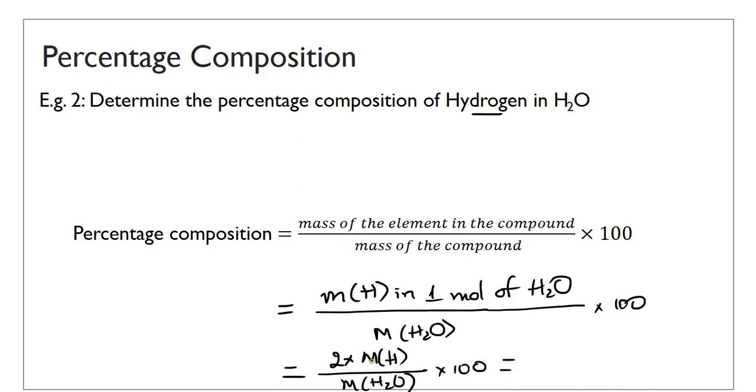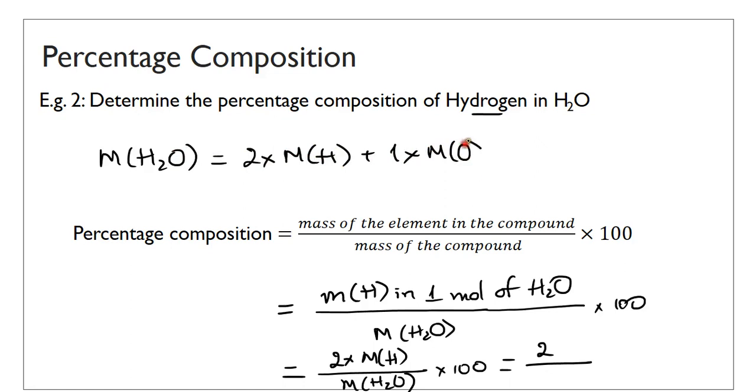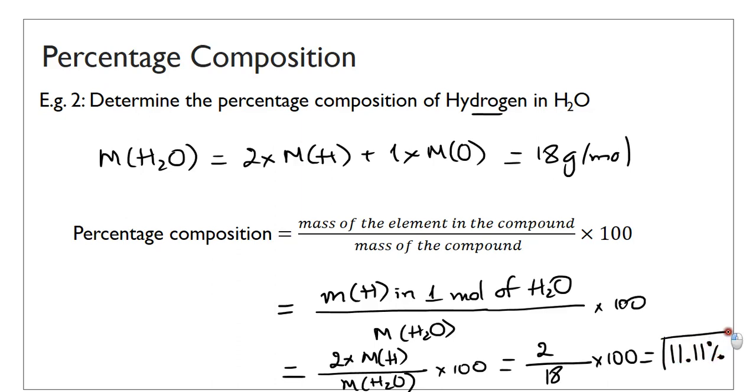So if you look at the periodic table, you can work out that the molar mass of hydrogen is 1. So it's just 2 times 1, which is 2. And the molar mass of H2O, maybe we can find it down here. Molar mass of H2O is 2 times the molar mass of hydrogen plus 1 times the molar mass of oxygen. So that should equal 18 grams per mole. So it's basically 2 over 18 times 100. So I get 11.11% or something like that. Okay, so that's example 2.